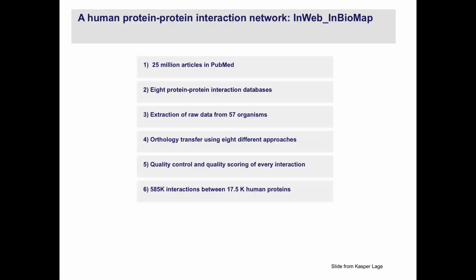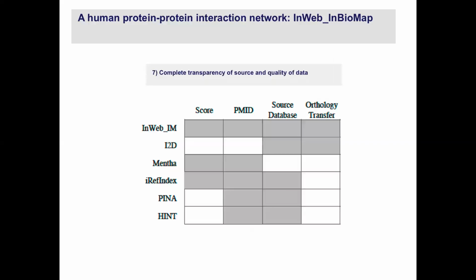So at the end of the day, we have a network with well over 500,000 interactions spanning 17.5K human proteins, which is about 90% of the reviewed part of the human proteome. And on top of that, we provide complete transparency of the data source. By that, I mean if you compare InWeb IM with 5 other widely used PPI resources, you will find that we're the only one that consistently provides all the detailed information for each of the interactions.